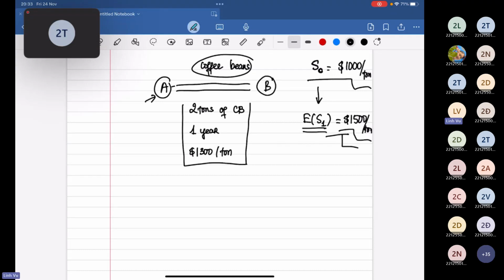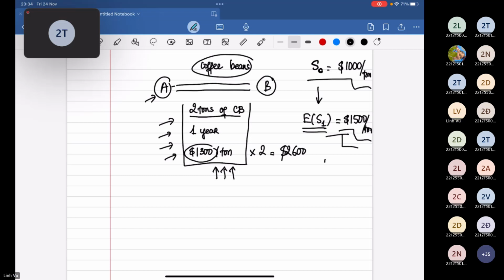If company B agrees to make a transaction with company A corresponding with these terms, then the two parties will sign, and they will agree with each other that after 1 year, company B will deliver 2 tons of coffee bean to company A and receive $1,300 multiplied by 2, which is $2,600, from company A. So that is the contract. These are what the two companies agree at present time for a transaction that happens after 1 year.